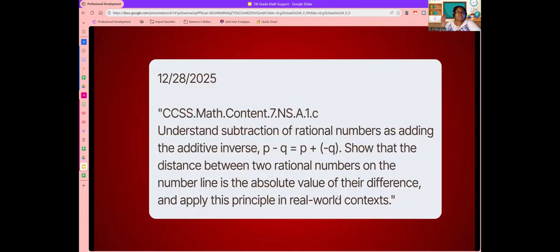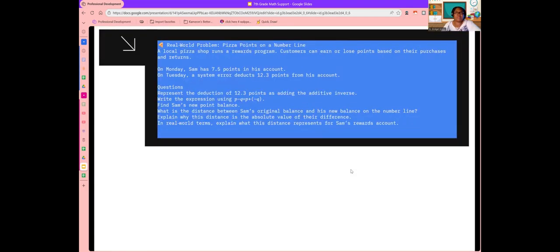That objective is understand subtraction of rational numbers as adding the additive inverse. For example, p minus q equals p plus a negative q. Show that the distance between two rational numbers on the number line is the absolute value of their difference, and apply this principle in real-world contexts. So let's check this out in a problem.